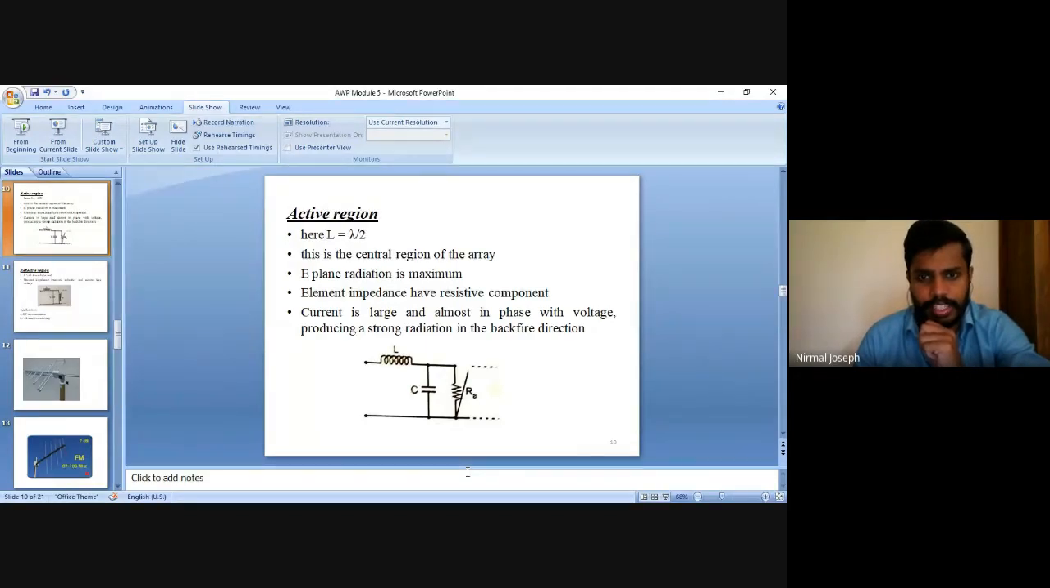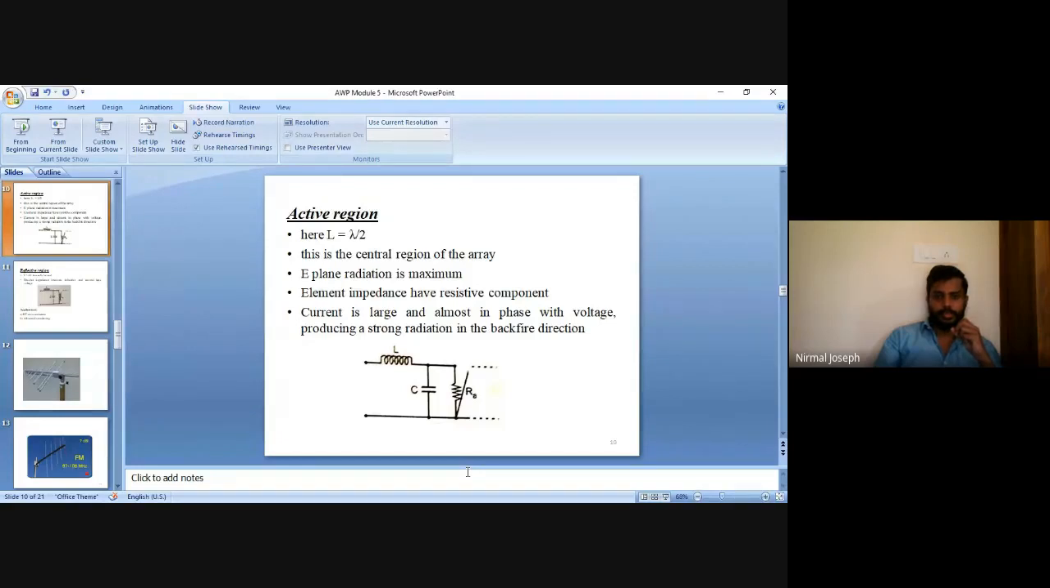This is the central region of the array. E plane radiation is maximum, and element impedance has a resistive component. Current is large and almost in phase with the voltage, producing a strong radiation in the backfire direction.